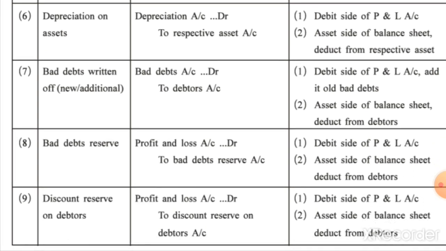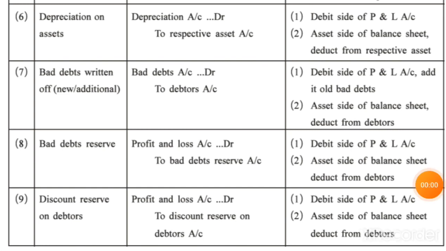Now the ninth entry, that is discount reserve on debtors. The same thing as for bad debt reserve would be applied for discount reserve on debtors also. Same entry: P&L account debit to discount reserve on debtors account credit. One effect on the debit side of P&L account, and the second to subtract from the debtors on the asset side of the balance sheet.